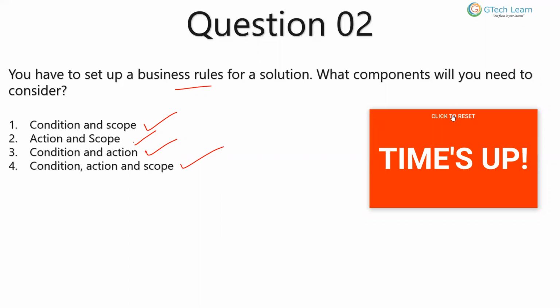Okay, so time's up now. Let's discuss what components we need for creating a business rule. The correct answer is option four. We need a condition, first of all, against which the business rule needs to be triggered. Then we need an action, that is what is going to happen after triggering this business rule. And we also need the scope, that is over which table or which column this business rule needs to work. So these three need to be present while creating the business rule. So option four is the right answer.